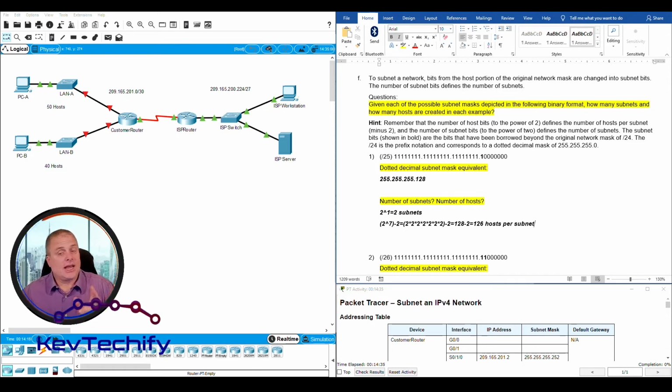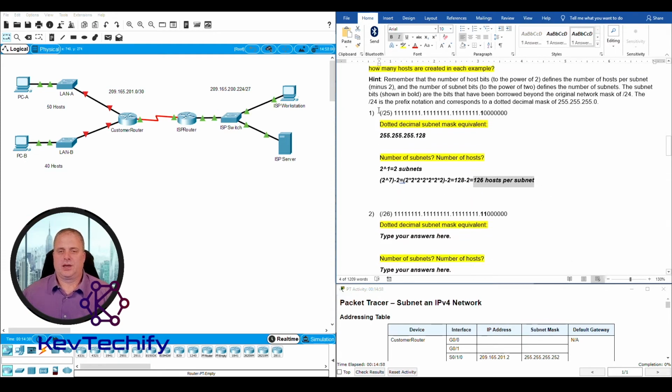Once again, it's not 128 because you can't use the first one, which is the network address, and you can't use the last one, which is the broadcast address. That gives us a total of 126 usable IP addresses per subnet. And once again, we have 2 subnets, so each one of those 2 subnets has 126 hosts per subnet. Okay, that takes care of our /25 address.